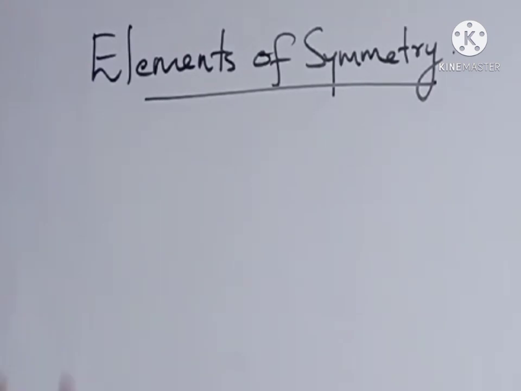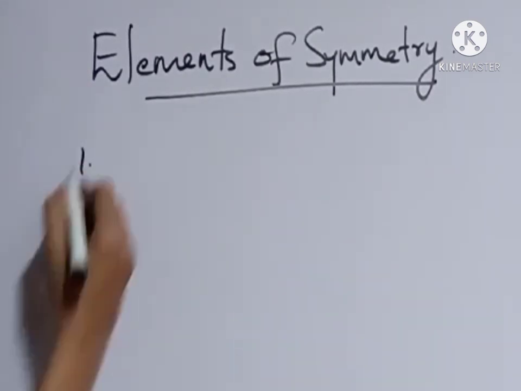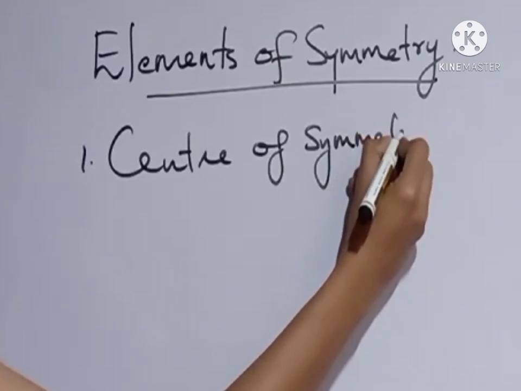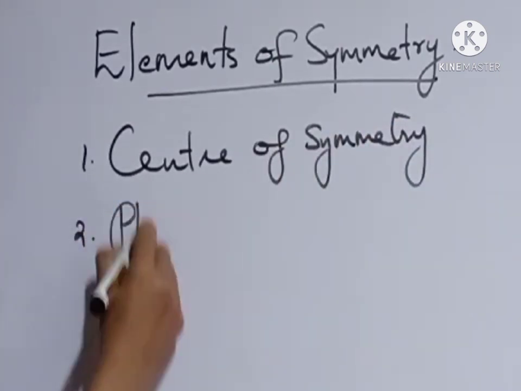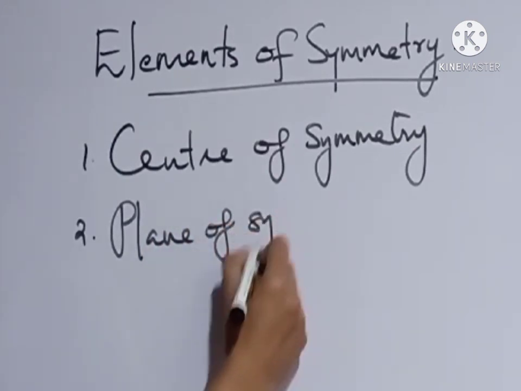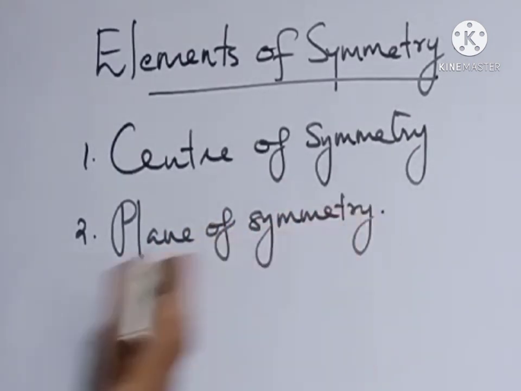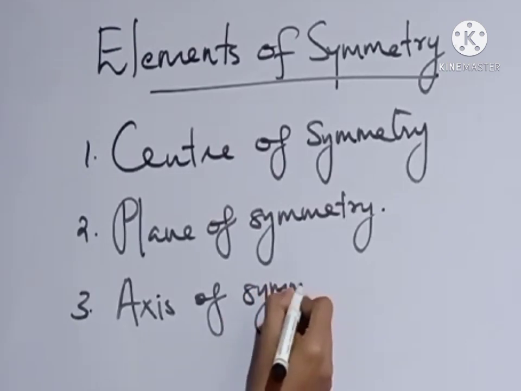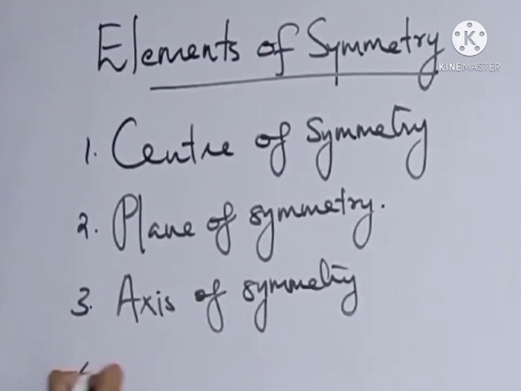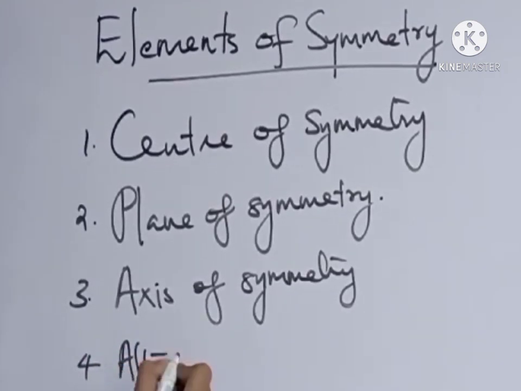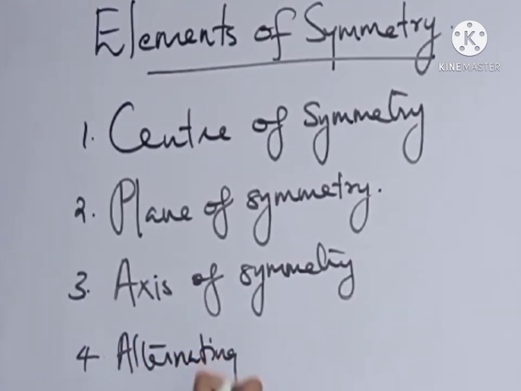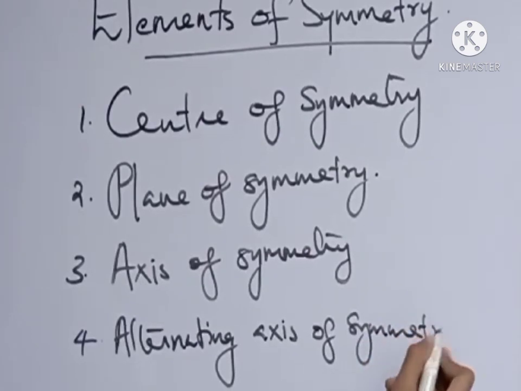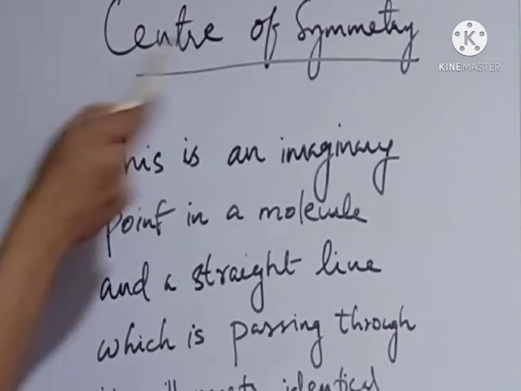etc. So, the major elements of symmetry used are: one is center of symmetry, the second one is plane of symmetry, the third one is axis of symmetry, and the fourth one is alternating axis of symmetry. The first one is center of symmetry.